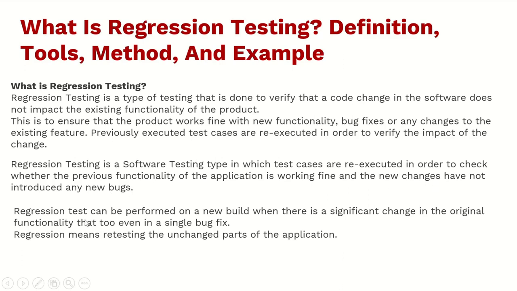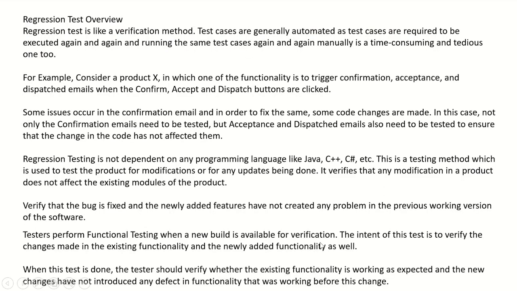Regression testing can be performed on a new build when there is a significant change in the original functionality, even for a single bug fix. Regression means retesting the unchanged parts of the application. So here is the regression test overview. Regression test is like a verification method.